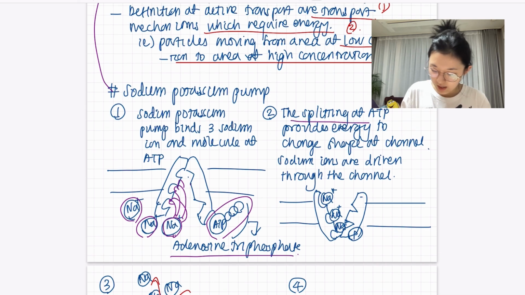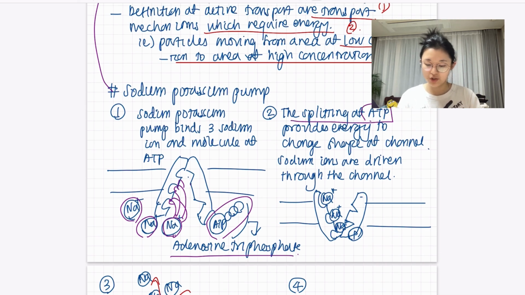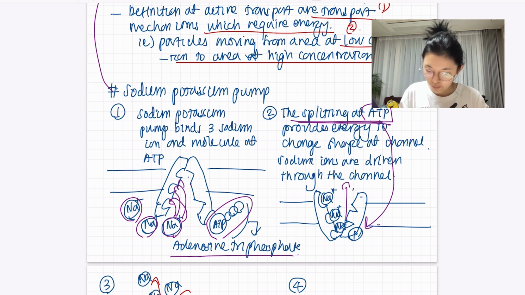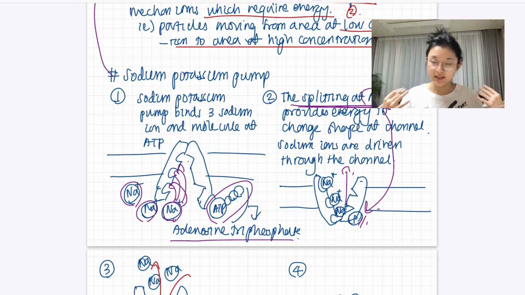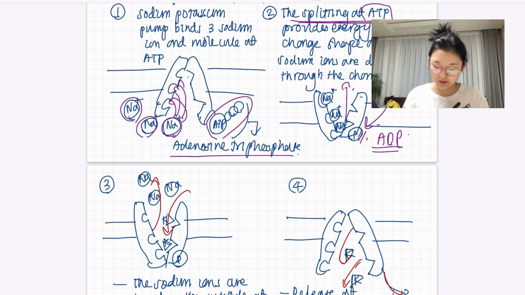The splitting of the ATP molecule provides energy to change the shape of the sodium-potassium pump, and so the sodium ions are driven through the channel. When the ATP molecule splits, it splits into 1 inorganic phosphate ion and adenosine diphosphate, also known as ADP. This means we've detached a single phosphate ion from what was a package of adenosine and 3 phosphates, so we have adenosine and 2 phosphates bonded together.